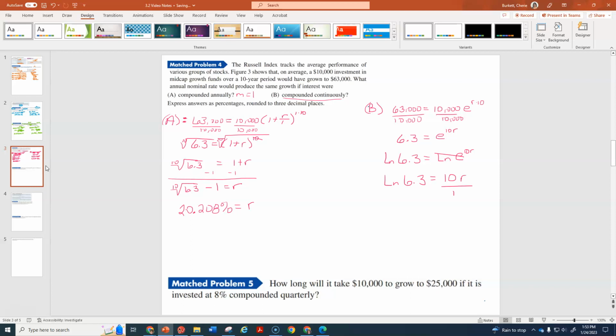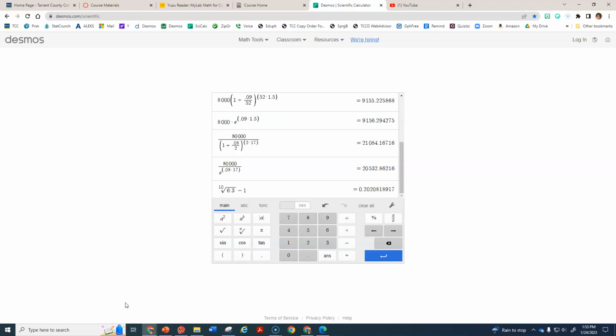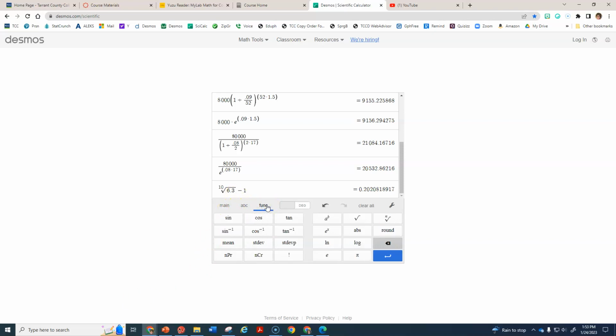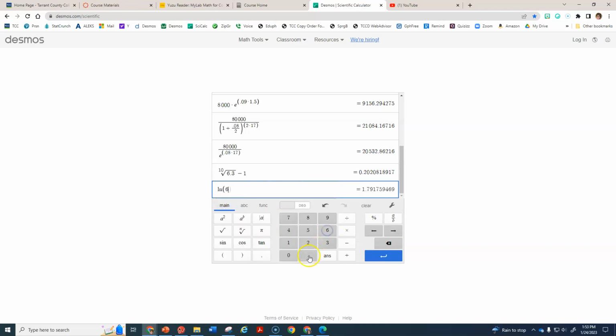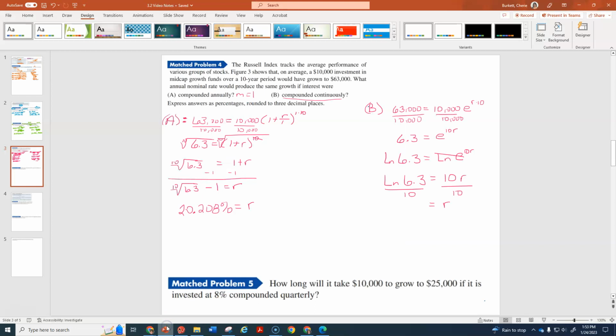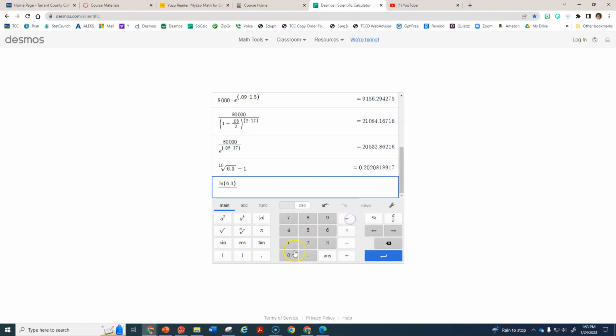How do I finish getting R by itself? Divide both sides by 10. And so R is equal to this, natural log 6.3 over 10. So I'm going to go here. I'm pretty sure this is going to have, let's see, there it is. I clicked the function button. There's the natural log button. So I'm going to do natural log, and then I'm going to have to go back and do 6.3, close my parentheses, and what was it? Divided by 10.